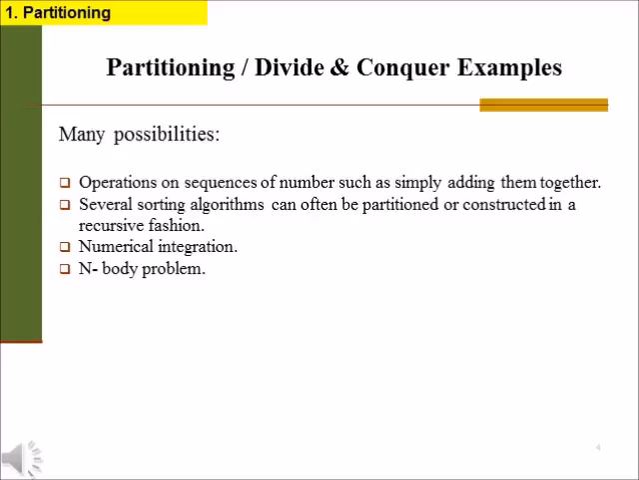You might have a large collection of numbers that you need to add together. Normally, in a sequential situation, you would have to go through the whole list on one processor and add them one by one. But in a divide and conquer or partitioning situation, you could have the list divided into several parts and a different process deal with each part.